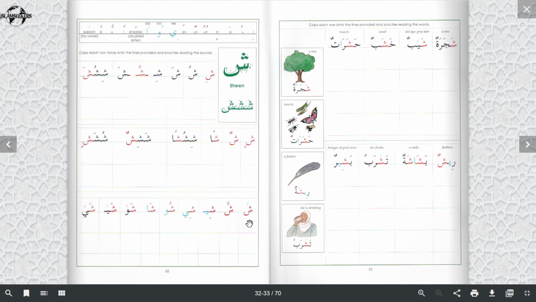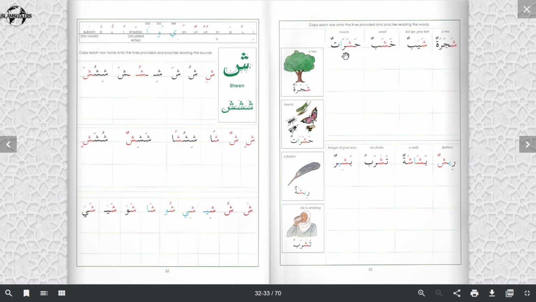Line 3. Sh sha. Shi shi. Shu sha. Shou. Shai. Page 33. Listen carefully and repeat. Line 1. A tree. Shajaratun. Old age or grey hair. Shaybun. Wood. Khashabun.